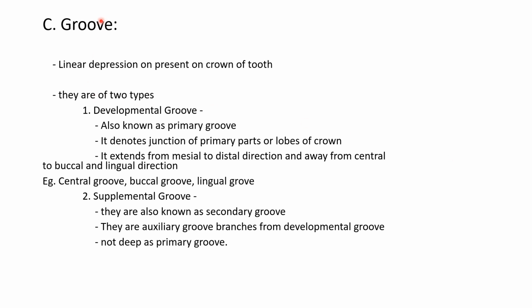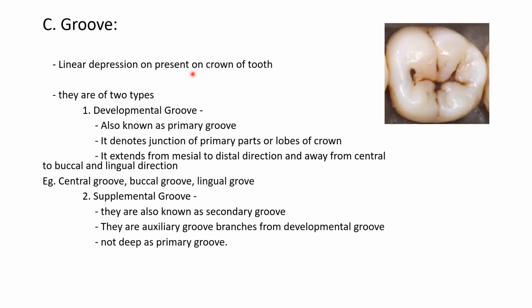Then what is a groove? A groove is a linear depression which is present on the crown of the tooth. Linear means running in a line. There are often two types: developmental groove and supplemental groove. Developmental grooves are also known as primary grooves.